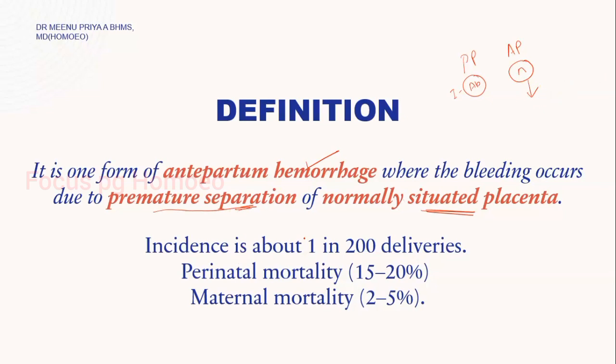Now, what is the incidence of abruptio placenta? It is 1 in 200 deliveries. Perinatal mortality is 15 to 20% and maternal mortality is 2 to 5%. So the mortality rate is higher for the fetus than the mother.